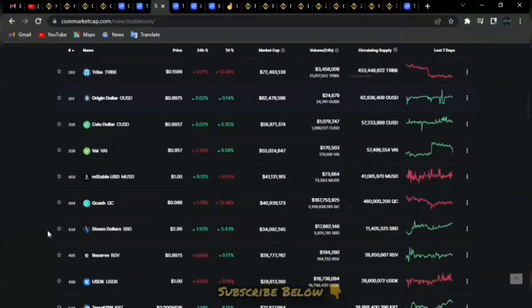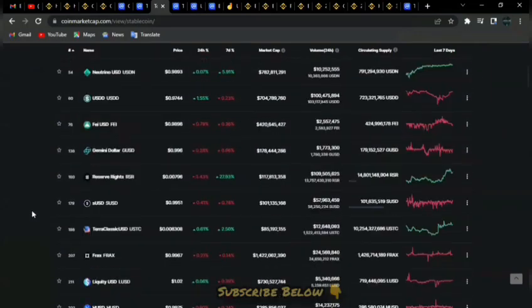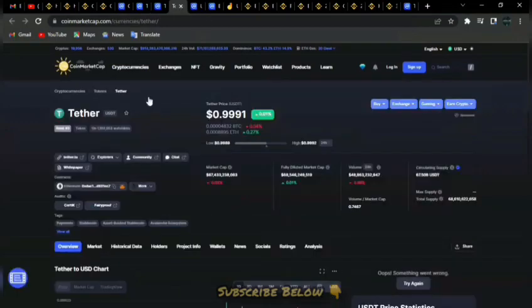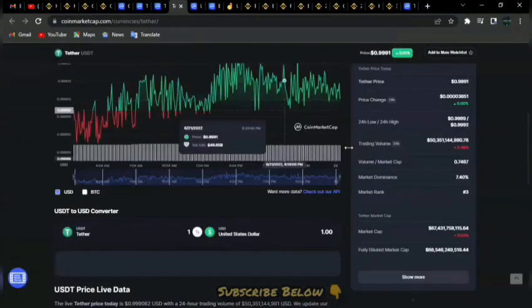At least there are loads of them, but the good thing here is that each of them has their individual characteristics. So you want to take note of the particular ones, so you know whichever one is going to be very beneficial to you. Now we're going to look at the top 3, which are Tether, USDC, and also Binance BUSD.